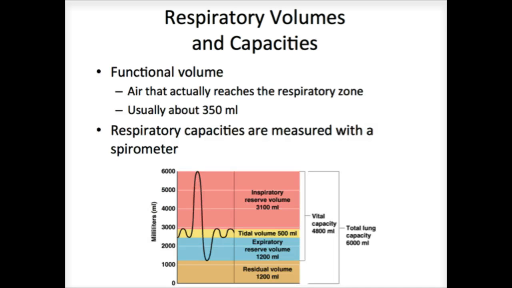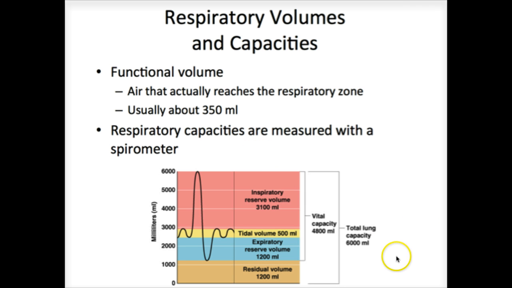So ultimately, when we talk about the volume of air, we talk about how much we can breathe in, we talk about how much we can exhale, and then we talk about what's normal. And you can see how the tidal volume fluctuates normally. We can force more air in, we can force more air out, and this is what's known as our total lung capacity.